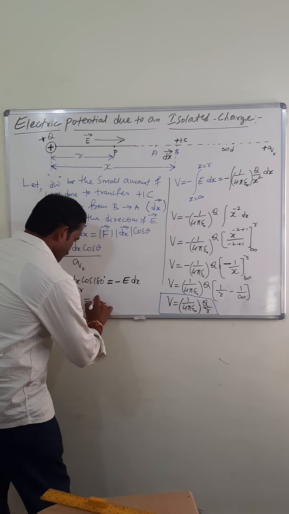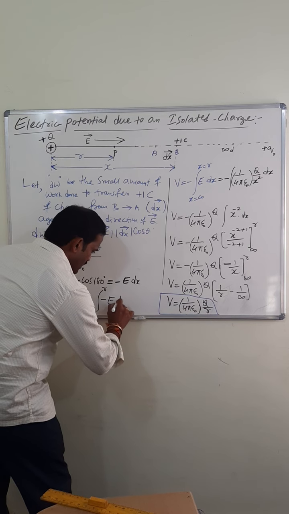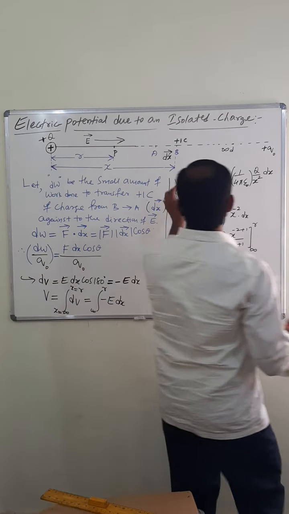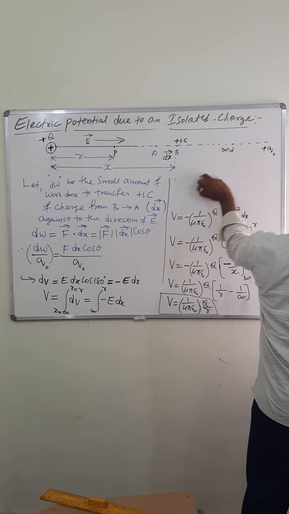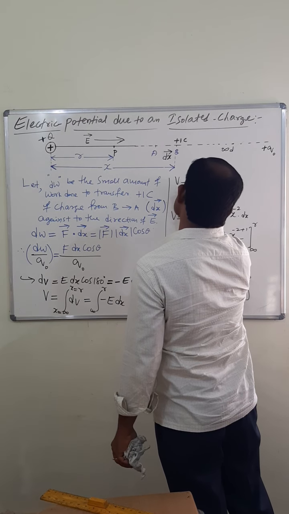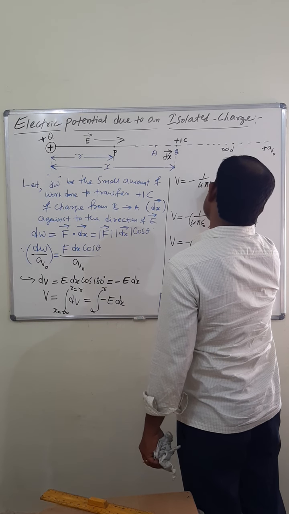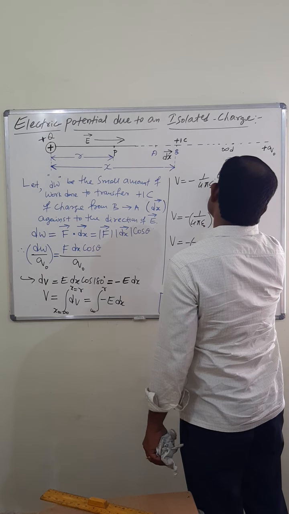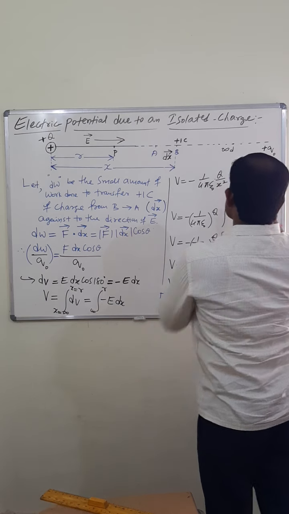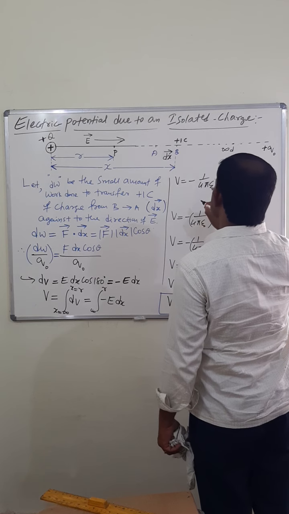Therefore, integrating from infinity to r of minus E into dx. As you know well, what is the expression for electric field? Therefore, V is equal to minus the integral of 1 by 4 pi epsilon naught times Q by x square into dx. This is the total potential.